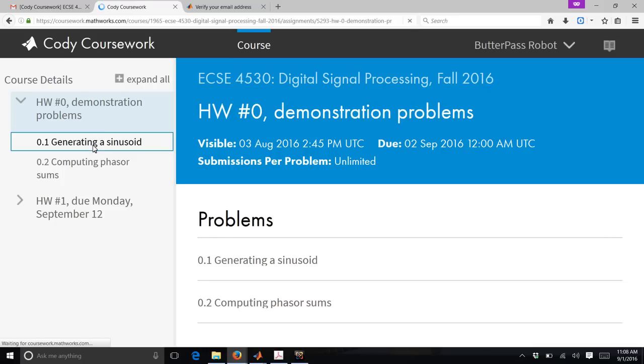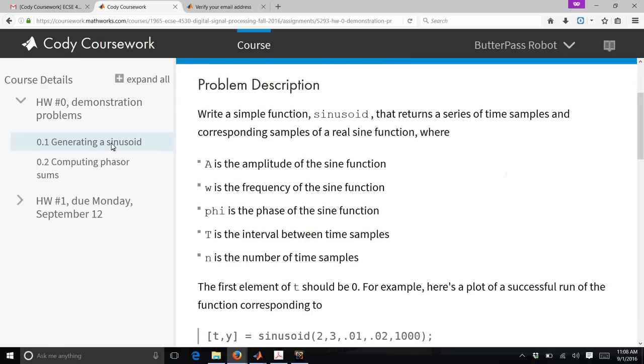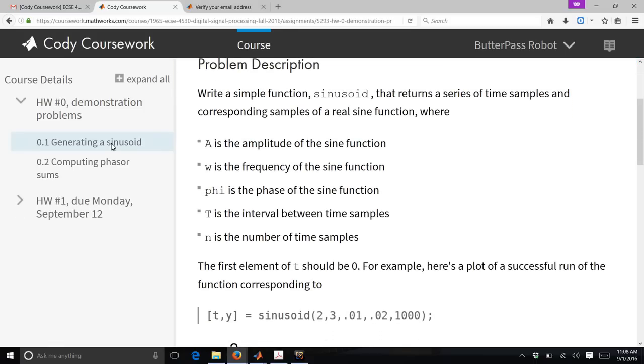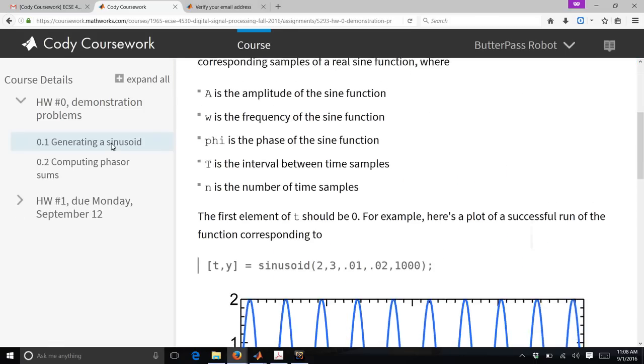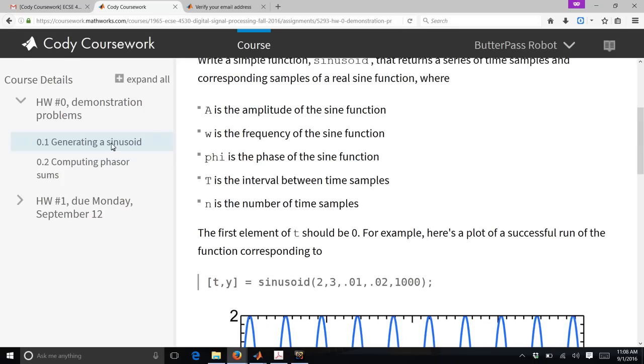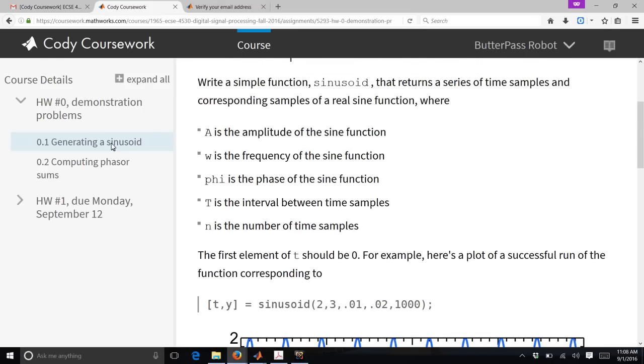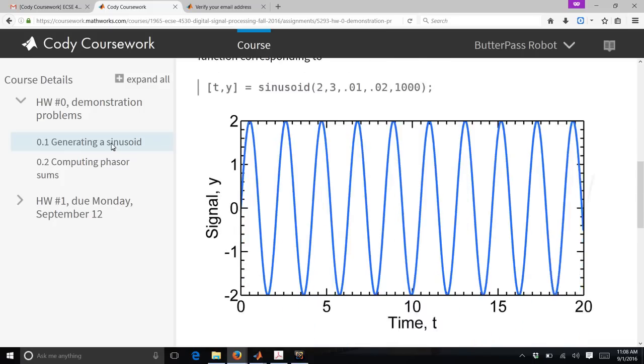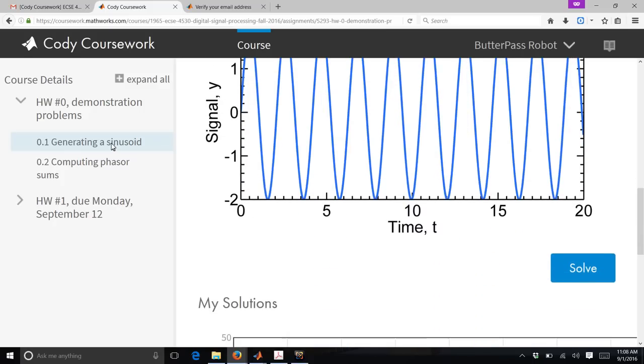If I click on the assignment, I see the description that tells me what I want to do, right? I want to just make a sinusoid, and I helpfully included a picture. This says I need to specify the amplitude, the frequency, the phase, the interval, and the number of samples. So I need to make 2 things: a time vector, and a sinusoid. Okay, I get the gist of this.